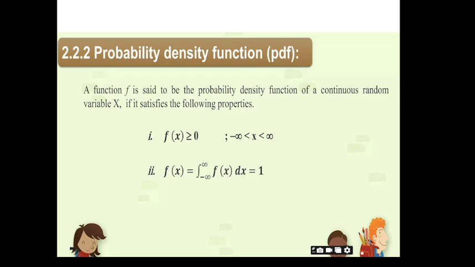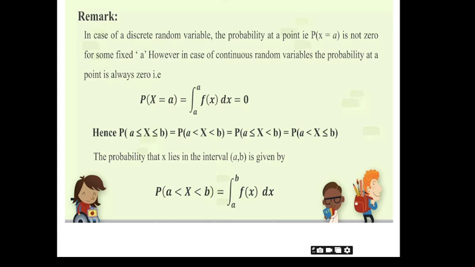Next we see the probability density function, written as PDF. A function small f is said to be the probability density function of a continuous random variable X if it satisfies the following properties. The first one is f of x is greater than or equal to 0, that is, it is non-negative. The second one is the integral from minus infinity to infinity of f of x dx equal to 1. Next, we all know that P of X equal to a is equal to the integral from a to a of f of x dx.